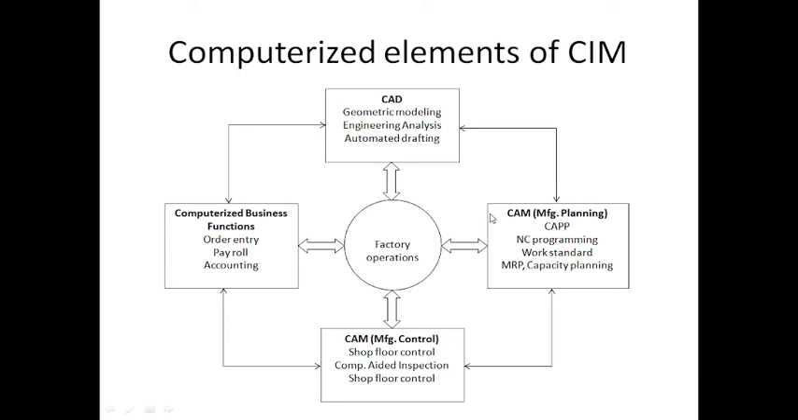Here are some computerized elements of SIM. As we have discussed, SIM contains CAD. So whatever things you can do with the help of computers for CAD are included in this, like geometric modeling, engineering analysis, automated drafting. Then you have manufacturing planning. Some of the CAM tools that you can use, software tools or hardware, are CAPP, computer-aided process planning, NC programming, work standards, MRP, all these tools you can use.